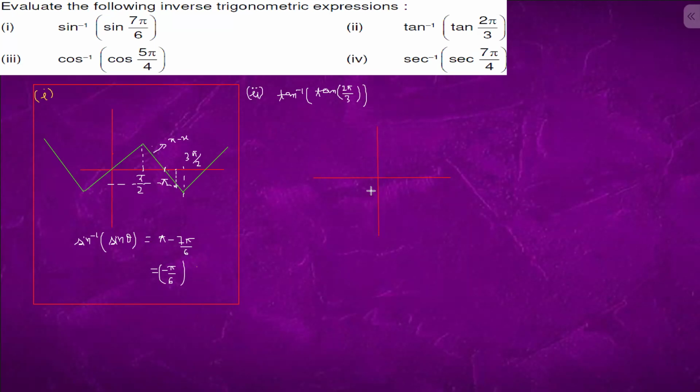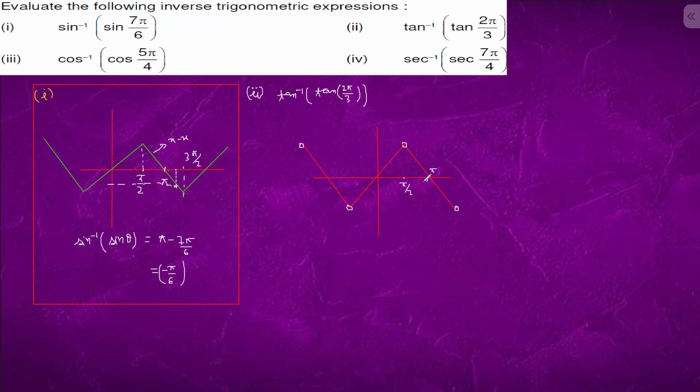Tan goes from minus pi by 2 to pi by 2, and again, it goes down. So this is pi. This will keep on going like this. In the corner, it is not defined. At pi by 2, it is not defined.